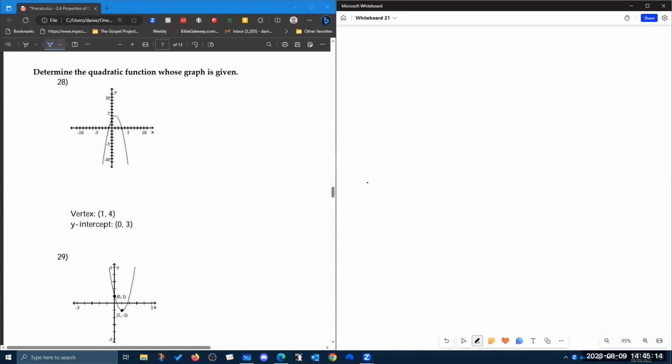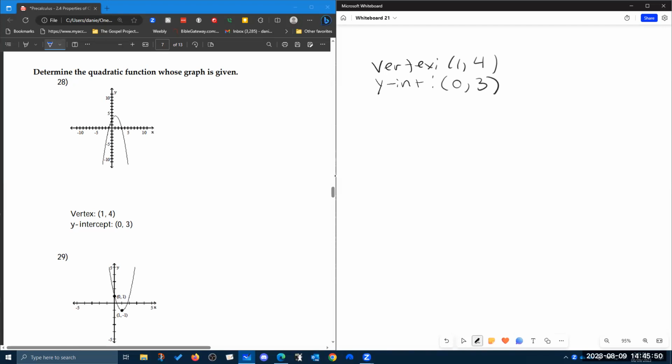In this video, we are going to determine the equation of the quadratic function based off of the graph that has been given. We are told here that the vertex of this graph is exactly (1, 4), and that the y-intercept of this graph is exactly (0, 3). So we have (1, 4) for the vertex and (0, 3) for the y-intercept.